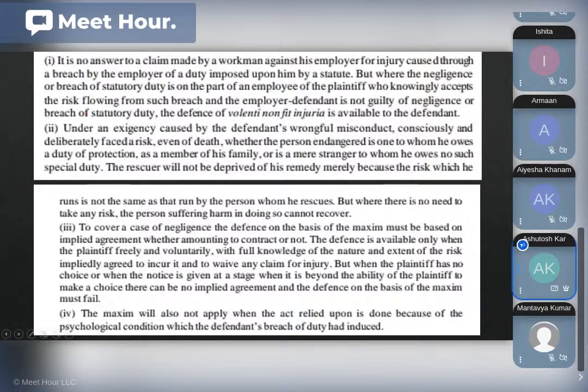Where the negligence or breach of statutory duties on the part of an employee of the plaintiff who knowingly accepts the risk flowing from such breach and the employer defendant is not guilty of negligence or breach of statutory duty, the defense of volenti non-fit injuria is available to the defendant. So let's break it down.